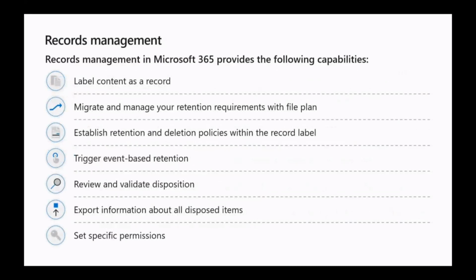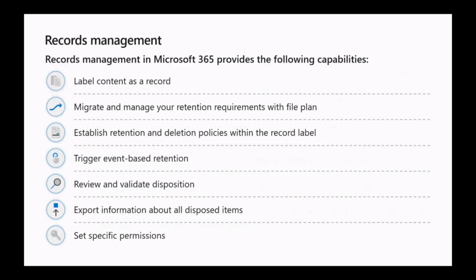As a service, records management in Microsoft 365 provides several capabilities. For example, you can label content as a record. You can migrate and manage your retention requirements with the definition of a file plan. More about a file plan in a later part of this module. Okay, and also you can establish retention and deletion policies within the record label. Also you can trigger event-based retention. Again, more about this in a second.